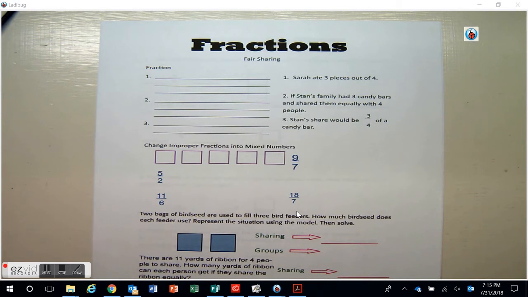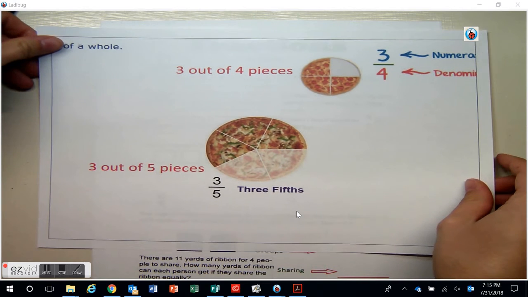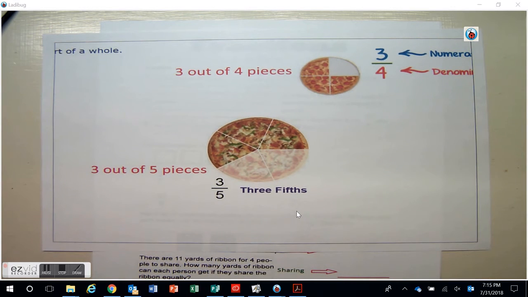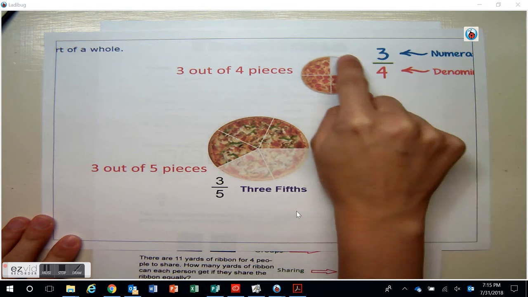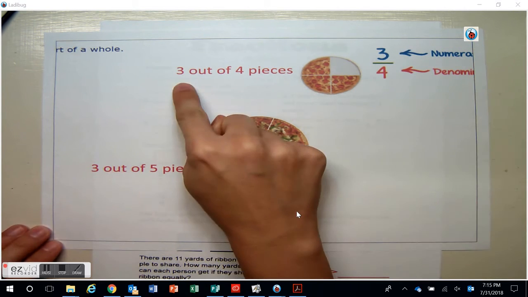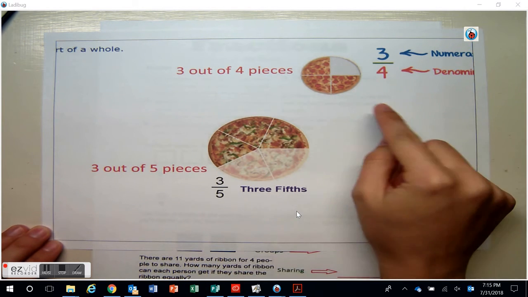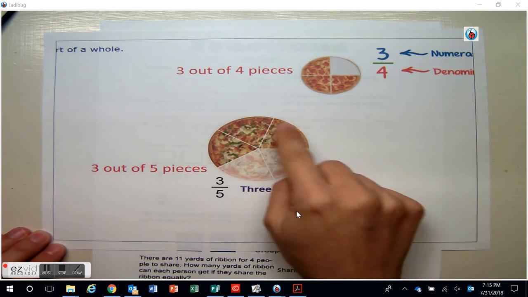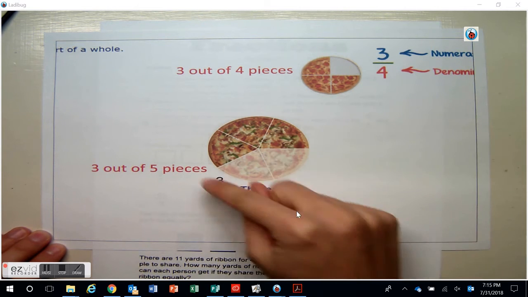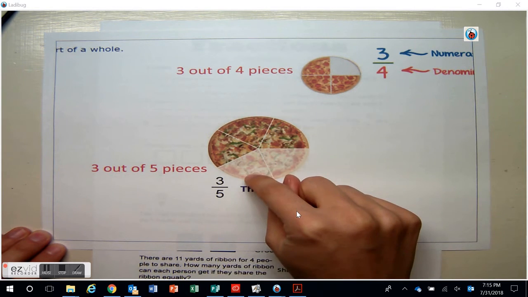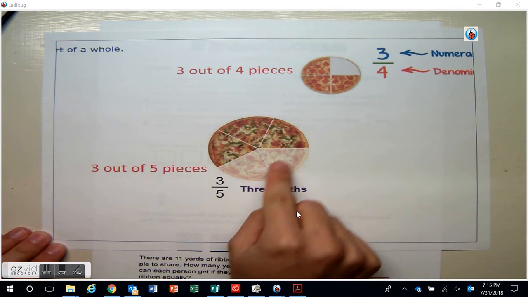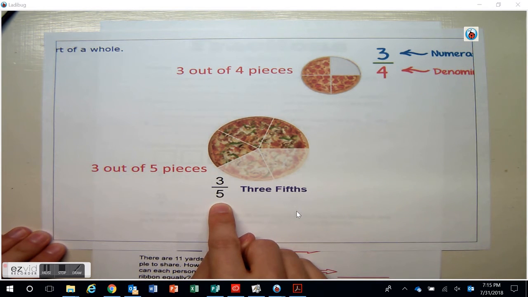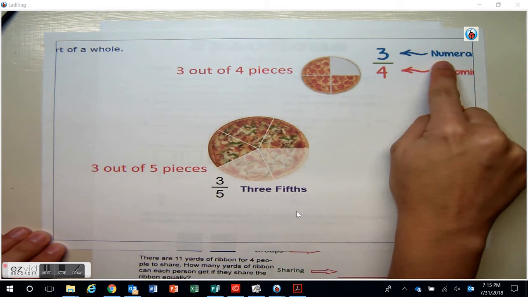So today, in this lesson, we're going to be discussing the relationship between equal sharing and fractions, equal or fair sharing and fractions. I love fractions. Some people are a little scared of fractions, but I think fractions are fun. Today we're going to look at a couple of different ways to view fractions.